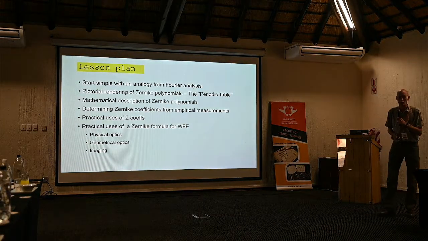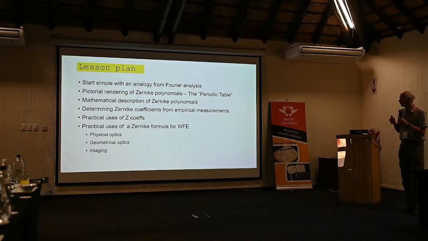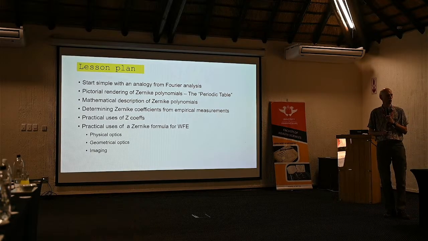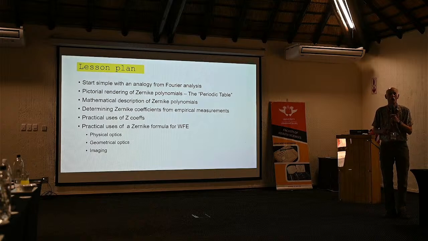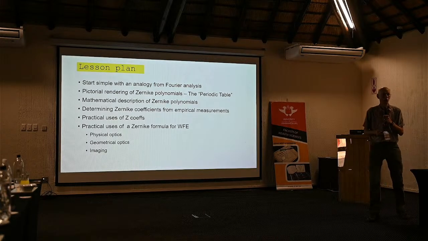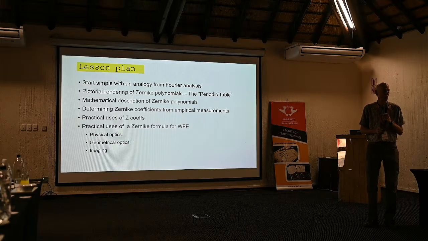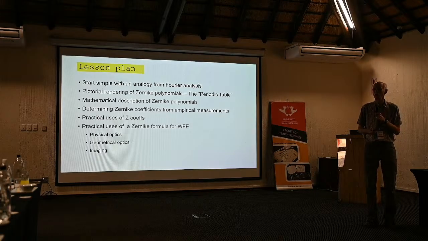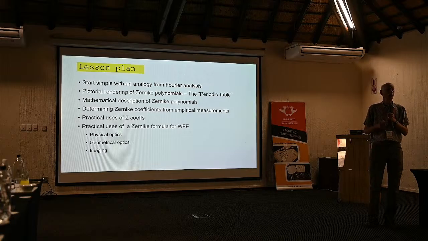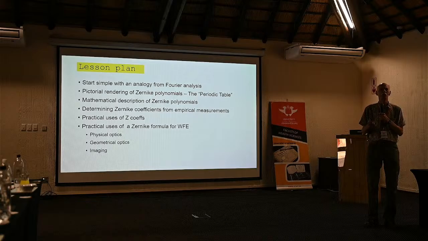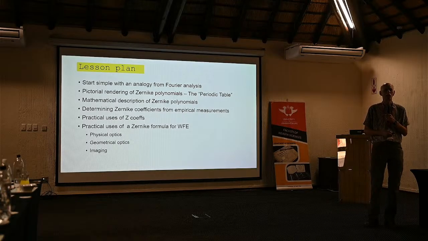Okay, so here's the lesson plan. I'm going to start simple, with an analogy from a different kind of analysis, one called Fourier analysis, in honor of Mr. Fourier himself, from 1700 or so. It's been around a long time, 400 years worth, as opposed to Zernike analysis, which has been around for about a century. That's quite a bit of time too. Zernike analysis has been widely used in optics fields other than optometry and ophthalmology.